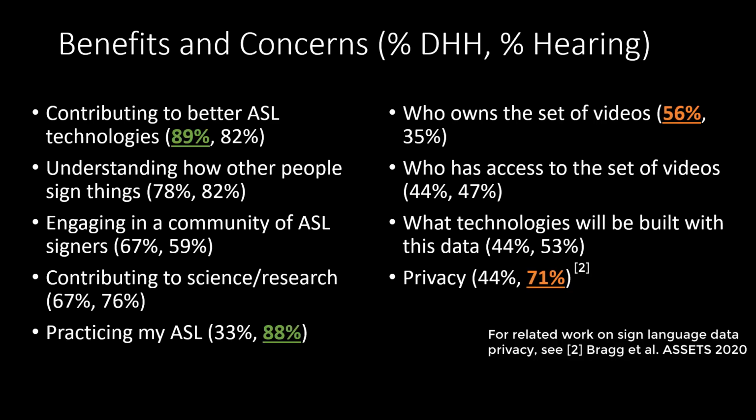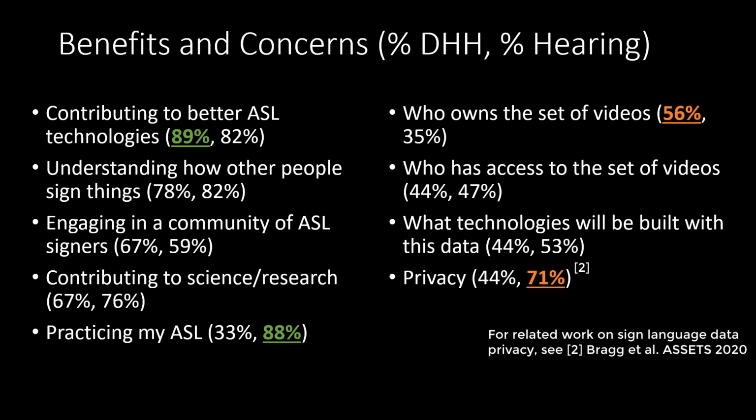We also asked participants for feedback on benefits and concerns with using the platform overall. This slide shows the results with percentages for DHH, or deaf and hard of hearing participants, and hearing participants separated, with the most popular answers for each group highlighted. The top benefits were contributing to better ASL technologies, which was the most common benefit to DHH participants, understanding how other people sign things, engaging in a community of ASL signers, contributing to science and research, and practicing my ASL, which was the most common benefit to hearing participants.